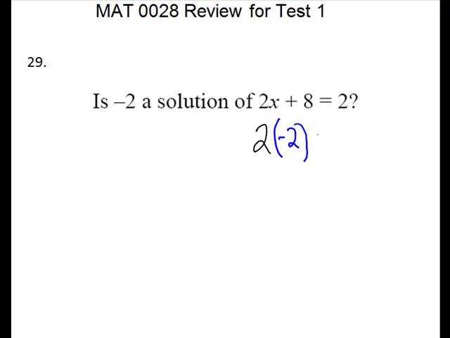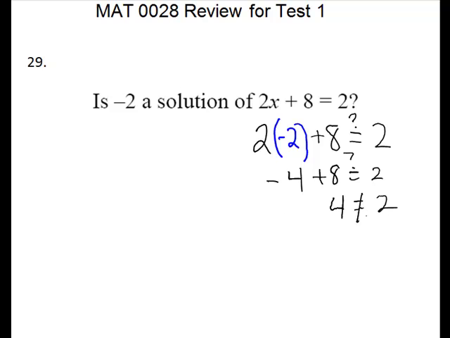So we're substituting that for the x, and now we're going to see if it is true. So 2 times negative 2 gives us a negative 4 plus 8 gives us 4, and this is not equal to 2, so our answer to the question is no. It's just a yes or no question.